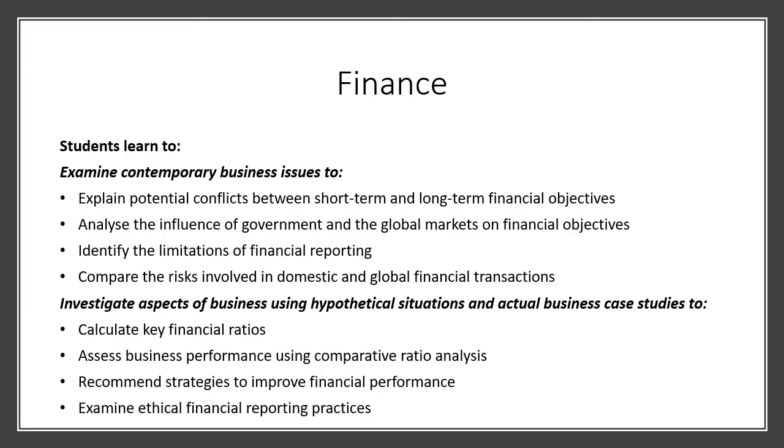Now, I won't go too much into the next 2 learn-tos, but just generally, when we're looking at finance, we're always looking at the short-term and long-term financial objectives and the conflict that exists with those. So it's important for you to go through your financial objectives and understand which ones are the short-term, which ones are the long-term, and how they affect one another. We need to analyse the role the government plays on these financial objectives, the limitations of financial reporting, and then comparing the risk of domestic and global financial transactions. And that's that end part of that syllabus.